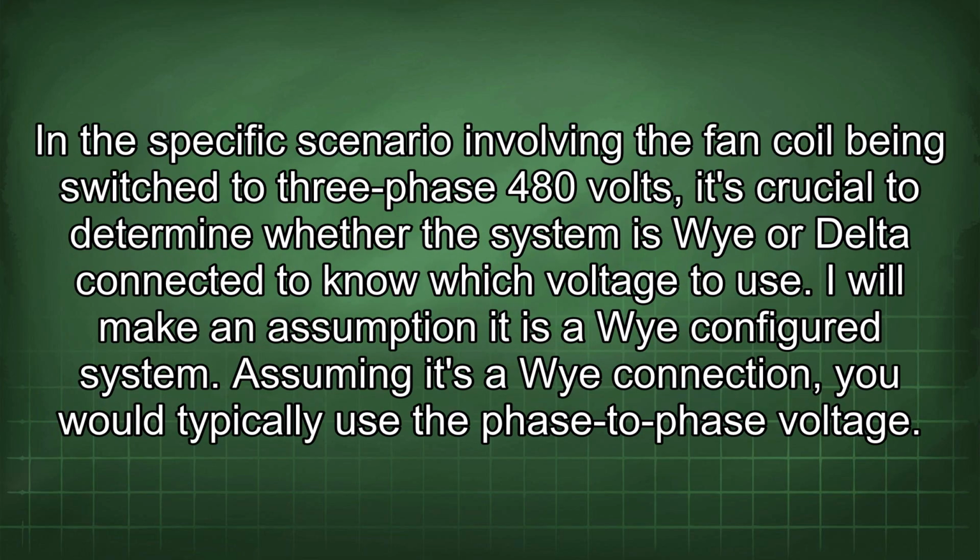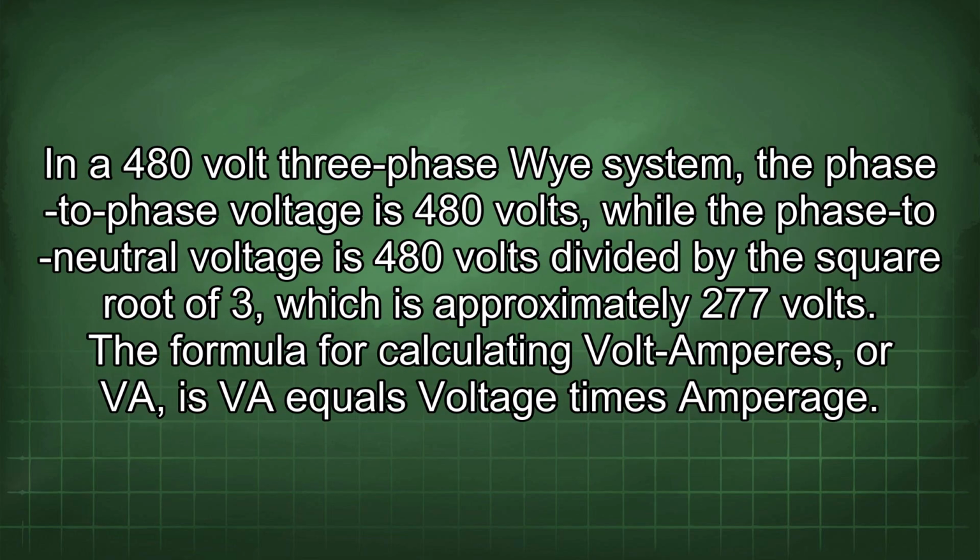In the specific scenario involving the fan coil being switched to three-phase 480 volts, it's crucial to determine whether the system is Y or delta connected to know which voltage to use. I will make an assumption it is a Y-configured system. Assuming it's a Y connection, you would typically use the phase-to-phase voltage. In a 480 volt three-phase Y system, the phase-to-phase voltage is 480 volts, while the phase-to-neutral voltage is 480 volts divided by the square root of 3, which is approximately 277 volts.